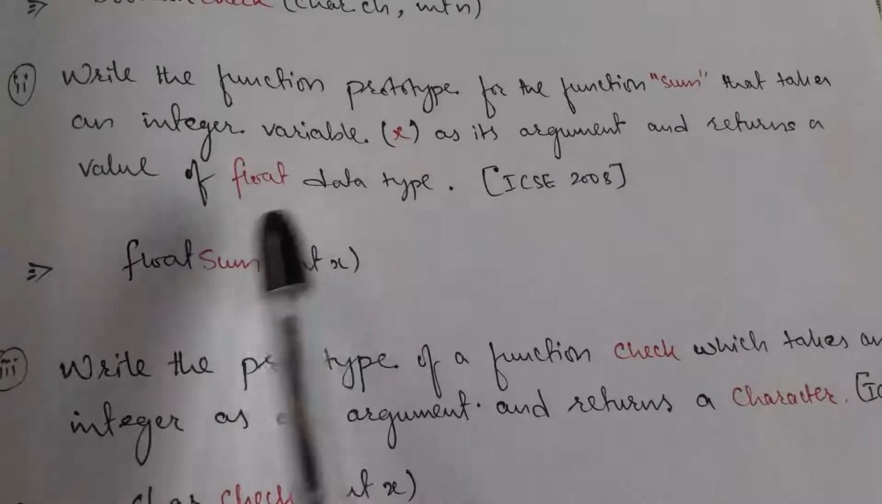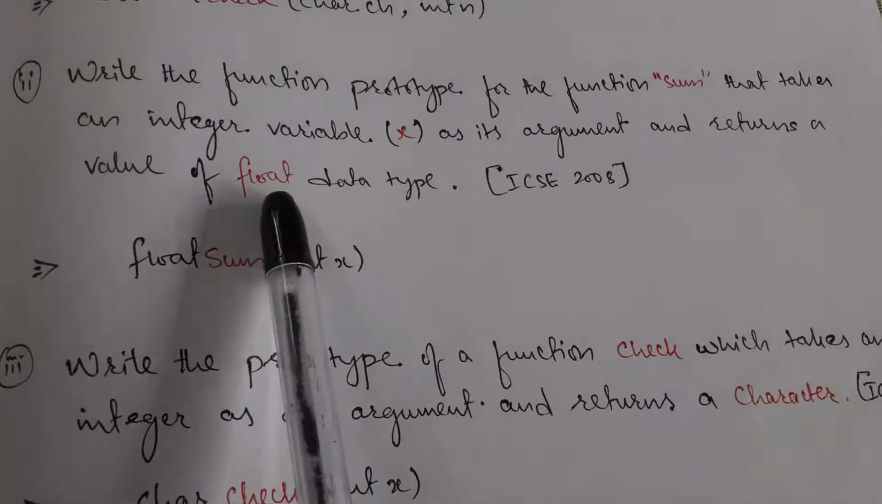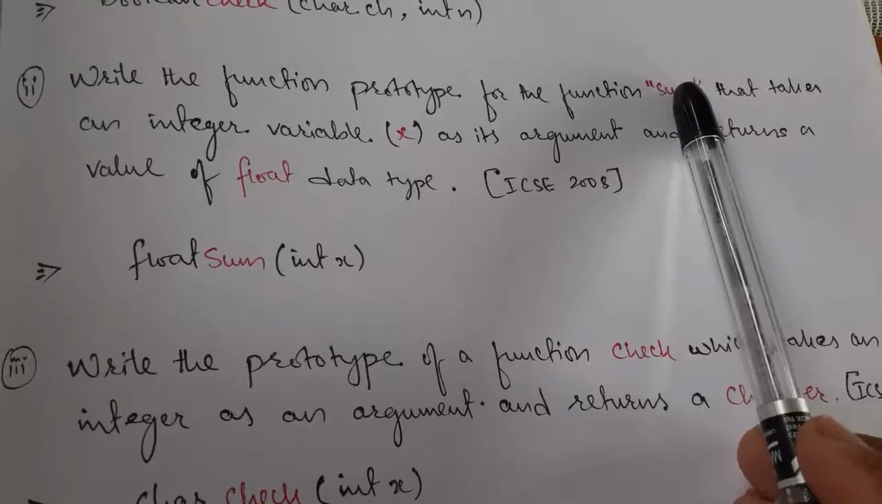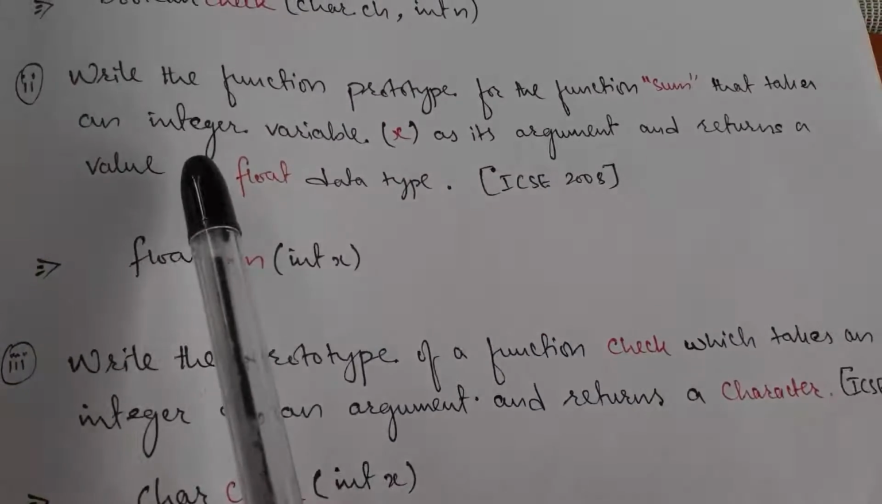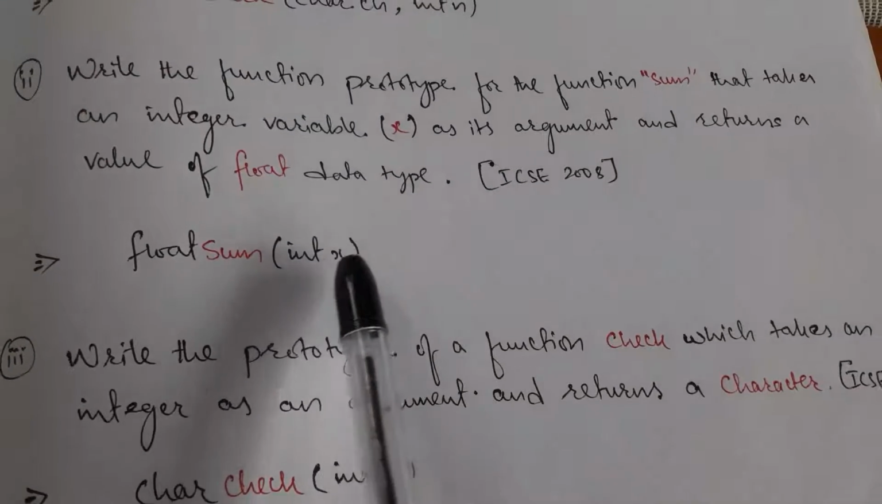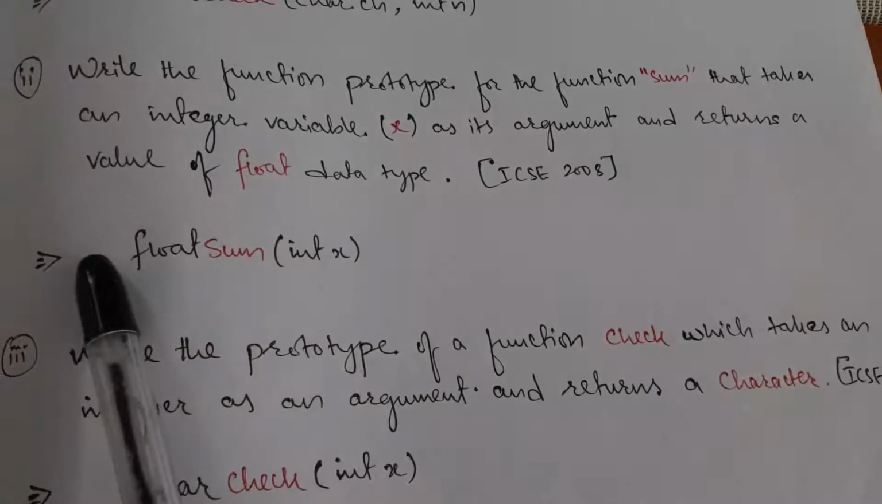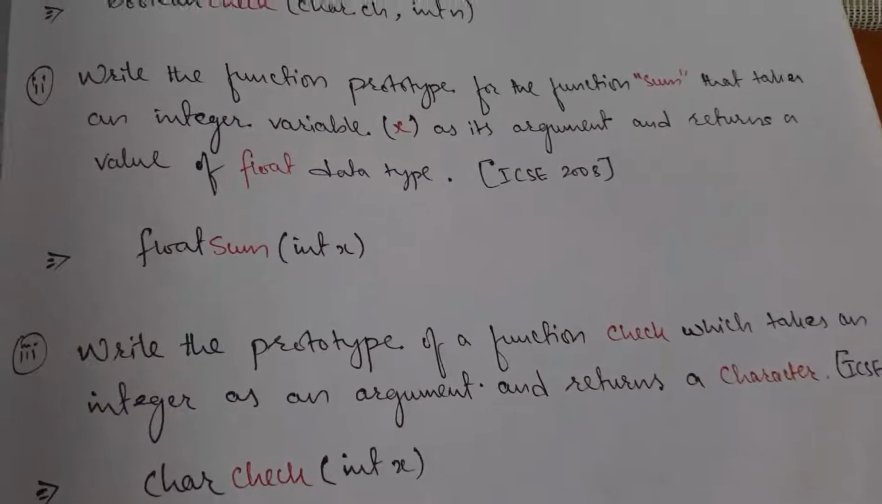So if we have to write the prototype answer for this question, the return type is float, the name of the function according to the question is sum, and what it takes as an argument is integer x, int x inside the parameter list. So this is how you have to write the prototype for the second question.